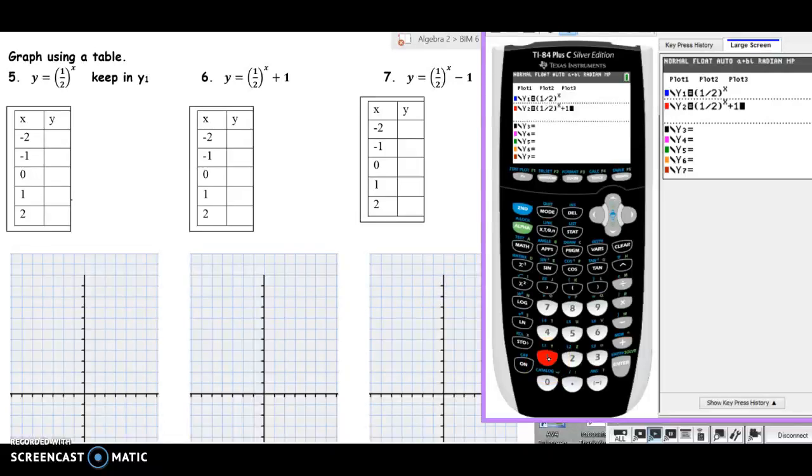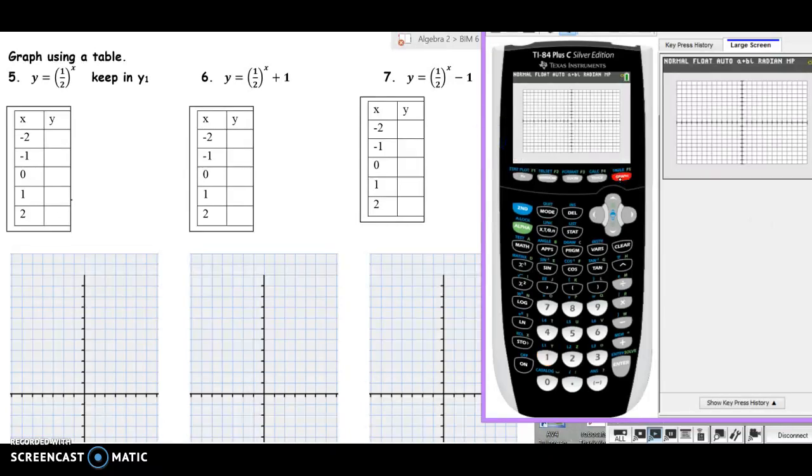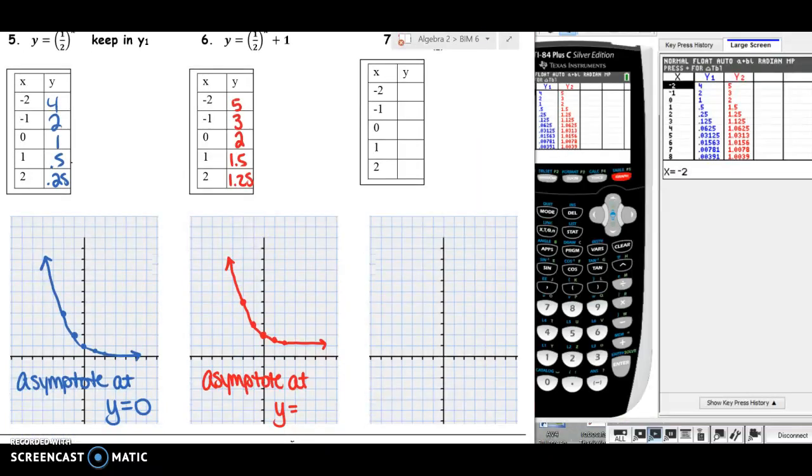What do you think that plus 1 is going to do? We already did side to side, so what do you suppose we're going to do now? Up or down? So what do you think plus 1 is going to do? Move it up 1. Let's see if we're right. Push graph. Notice the blue graph, the y values are decreasing. This is exponential decay, but we still have an asymptote at 0. In number 6, that plus 1 moved the graph up 1, which also moved the asymptote up 1.